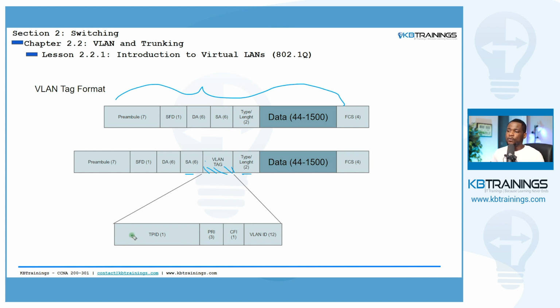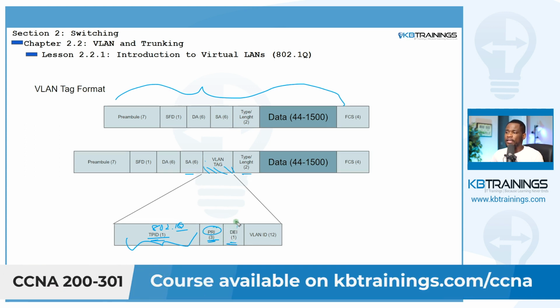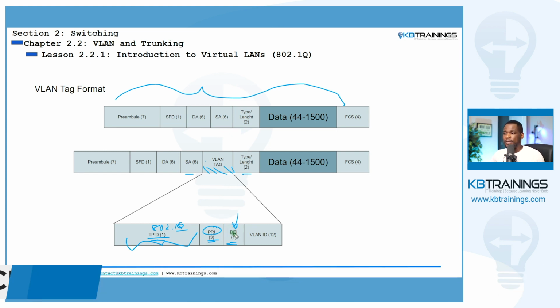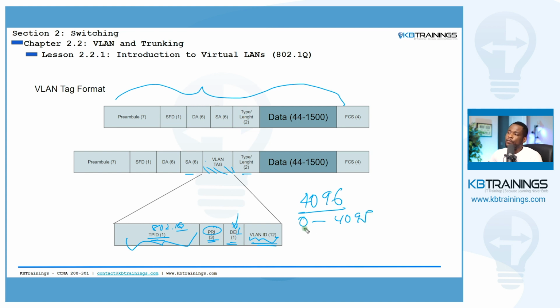So this is the tag. We said that the first 16 bits are the TPID, and it will show you what protocol we're using. And as I said, for the CCNA, we're just going to focus on 802.1Q. And then the next 3 bits are for the priority. And this field will tell you if it is eligible to be dropped or not. And the most important one is here, the VLAN ID. As I said, 4096 combinations going from 0 to 4095, and we don't use 0 or 4095. So this is the VLAN ID.